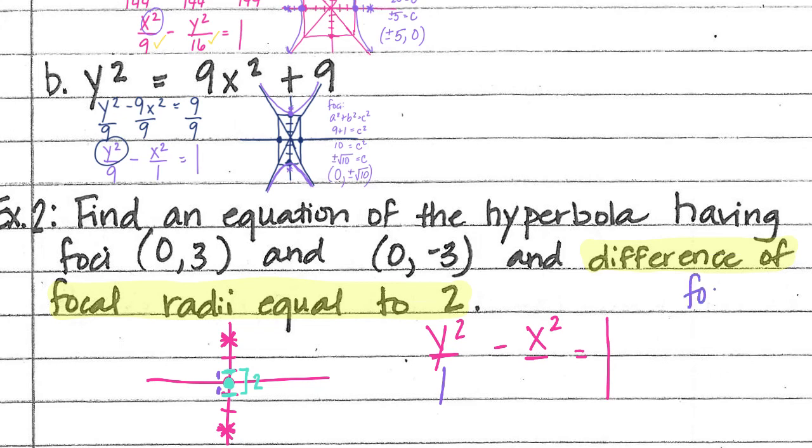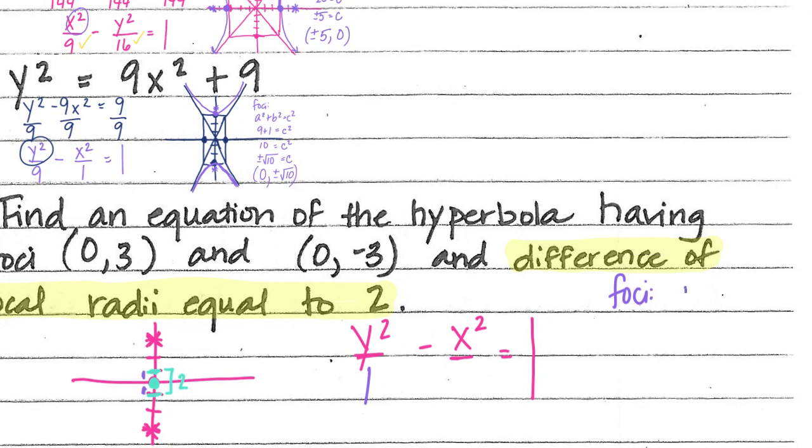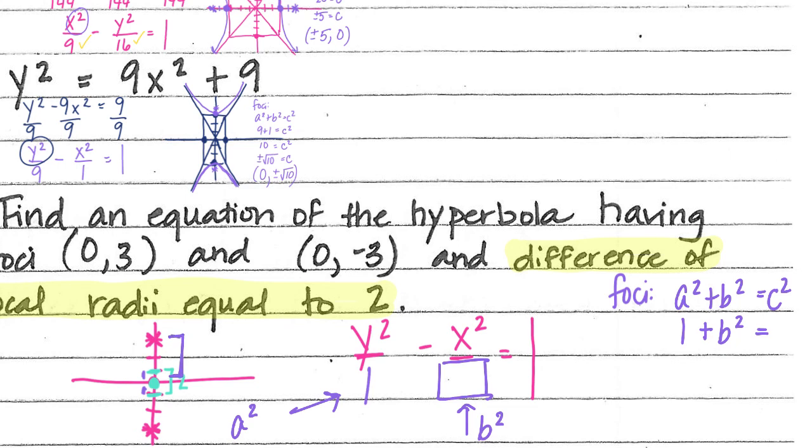So using the equation of foci, I'm going to find the rest of it. A squared plus b squared is equal to c squared. So just a reminder, this is a squared, and this is going to be the b squared. Well, the a squared in this case is 1. My b squared is what I need to look for and put right here where I just drew that box. And my c, well, c was the distance from the center to the foci, which was 3. So I need to write that as 3 squared.